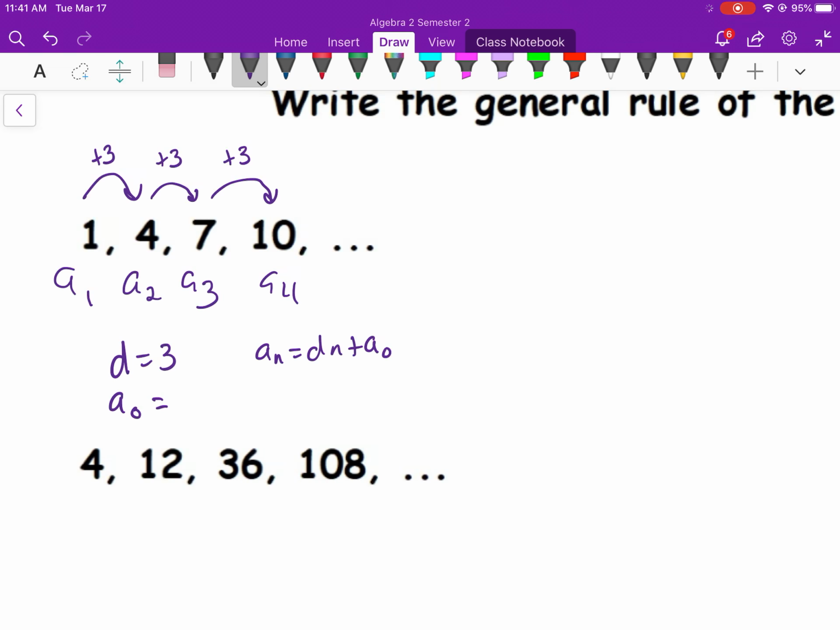Again, to help us find the general rule, we're going to use a sub n equals dn plus a0, meaning we need to find that term before our first term, which would be a0, which in this case, to go backwards, we have to subtract 3, meaning negative 2. So just plugging that in, a sub n is equal to 3n minus 2. There is our general rule for that sequence. And again, using that general rule, I could ask you, find the 20th term, just plugging 20 in for n.